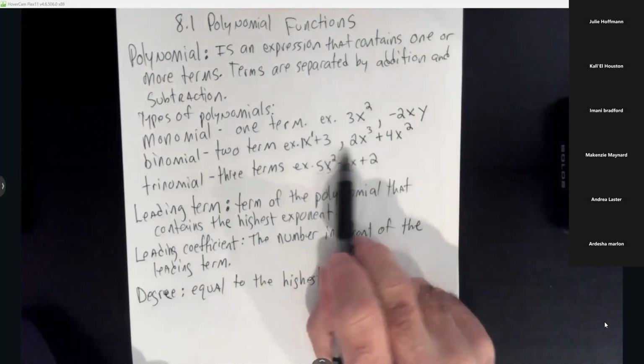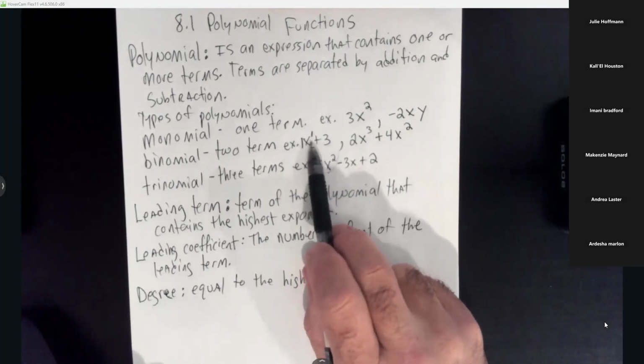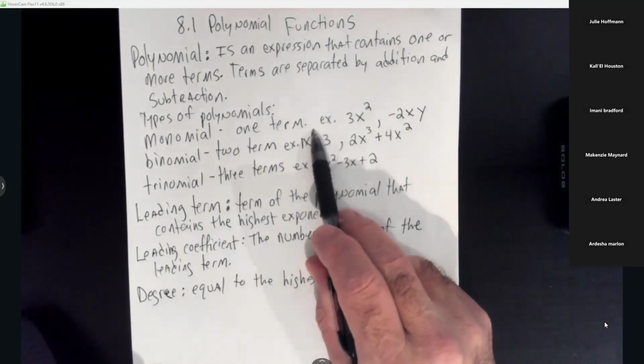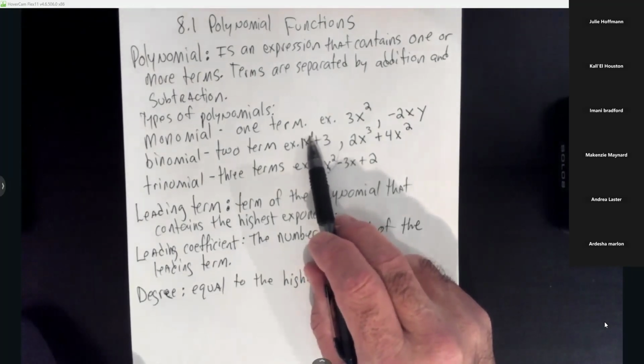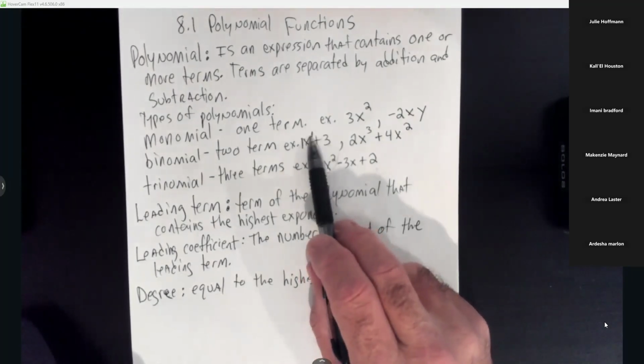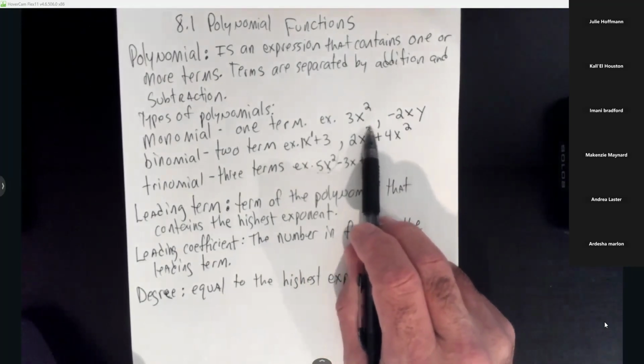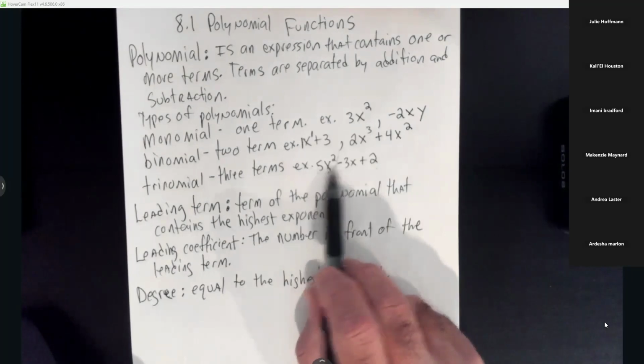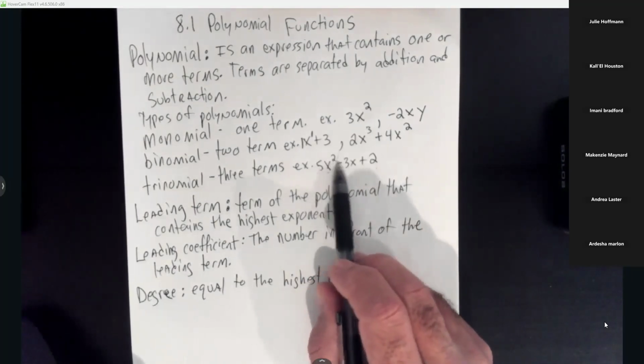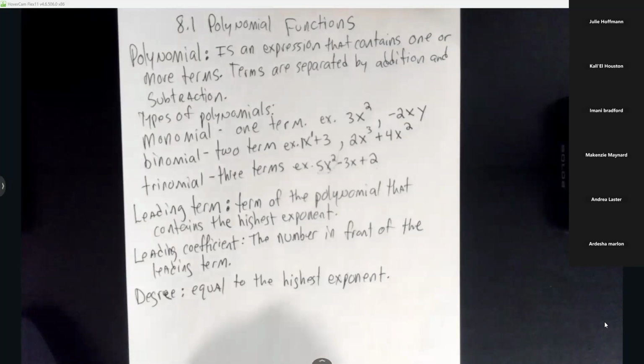So like I said up here on this one with the x plus 3, since it wasn't an exponent, we treated it like a 1, okay? So the degree of this one would be 1. The degree of this second one here would be 3, because 3 is the highest exponent. This trinomial here, the degree would be 2, because 2 is its highest exponent.